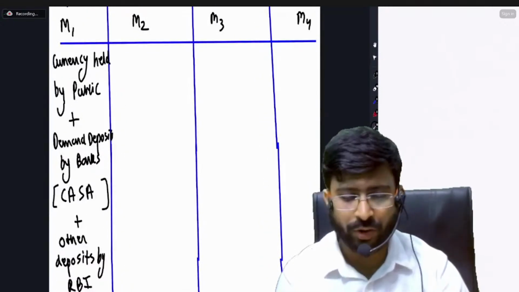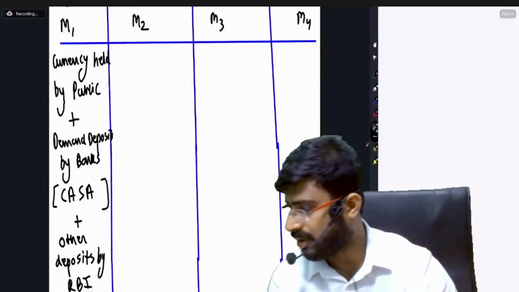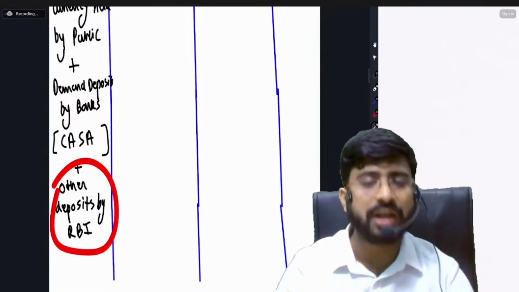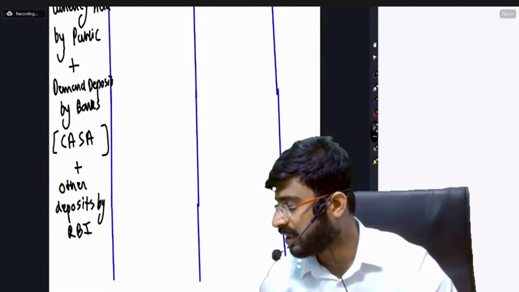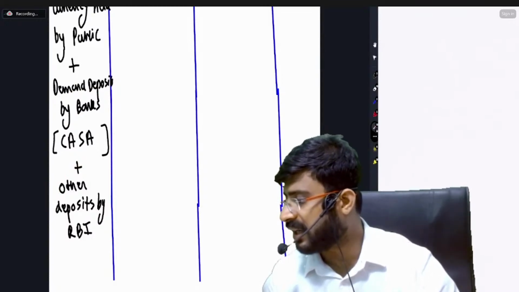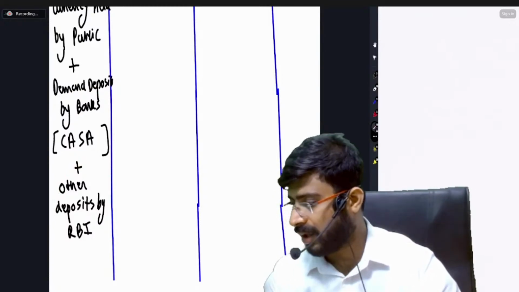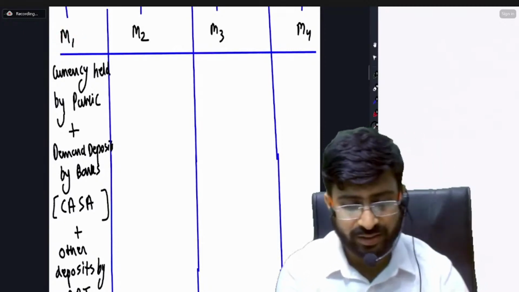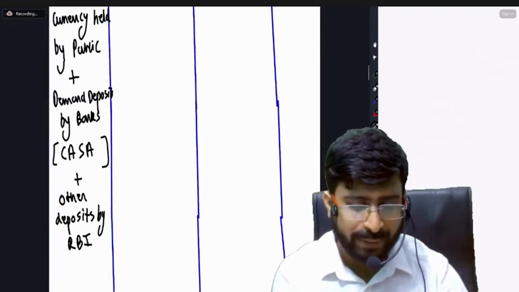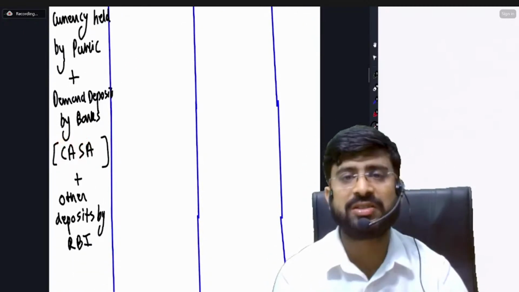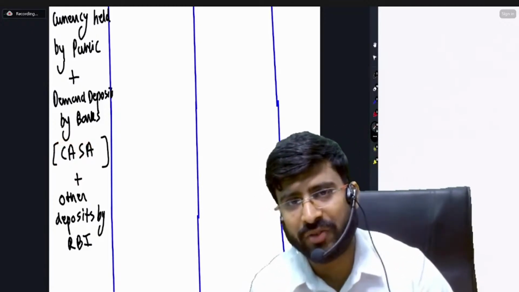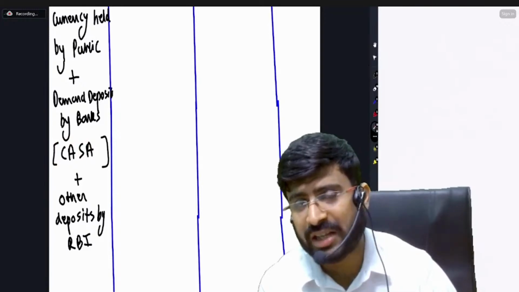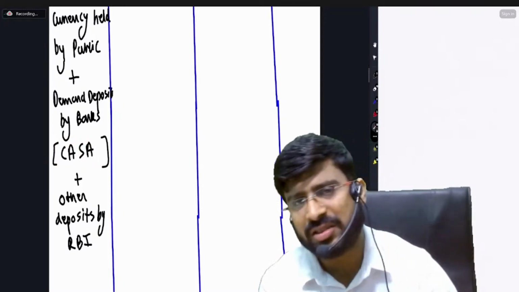So M1 comprises three things: currency held by the public, demand deposit by banks, and other deposits by RBI. CASA is current account and savings account. Basically, current account is a facility in commercial banks wherein you can withdraw your money using check any number of times. Similar is savings account.